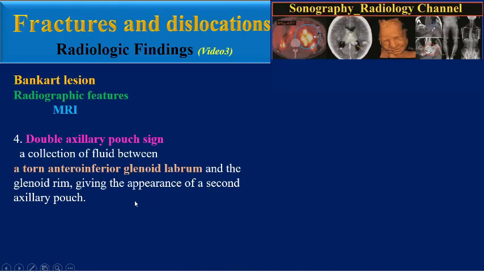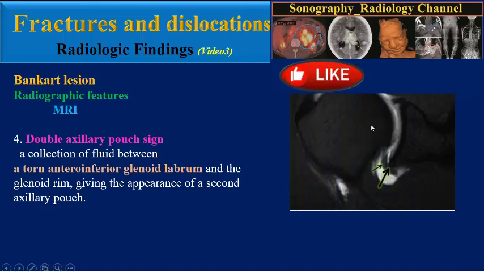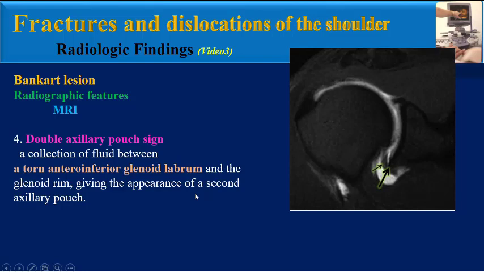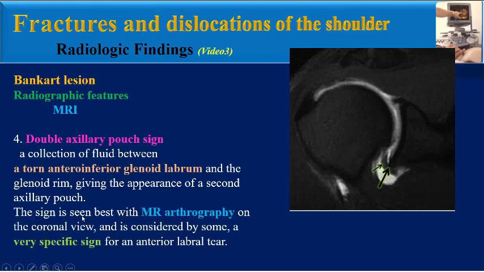Another MRI finding is double axillary pouch sign, meaning a collection of fluid between a torn anteroinferior glenoid labrum and the glenoid ring, giving the appearance of a second axillary pouch. The sign is seen best with MR arthrography on the coronal view and is considered by some a very specific sign for an anterior labral tear.